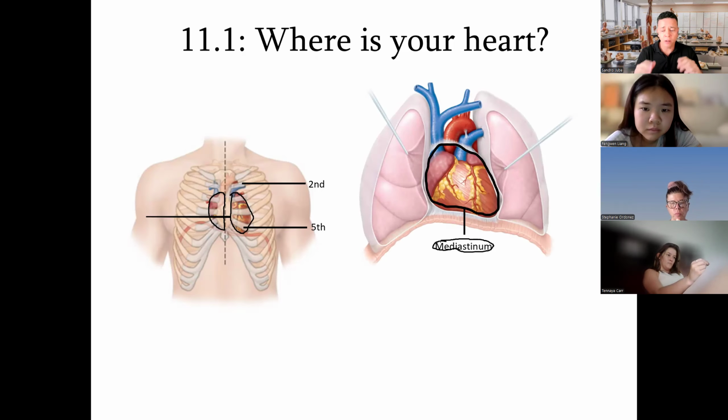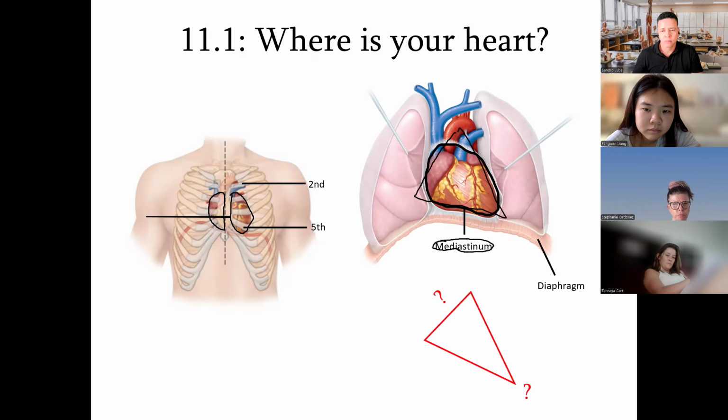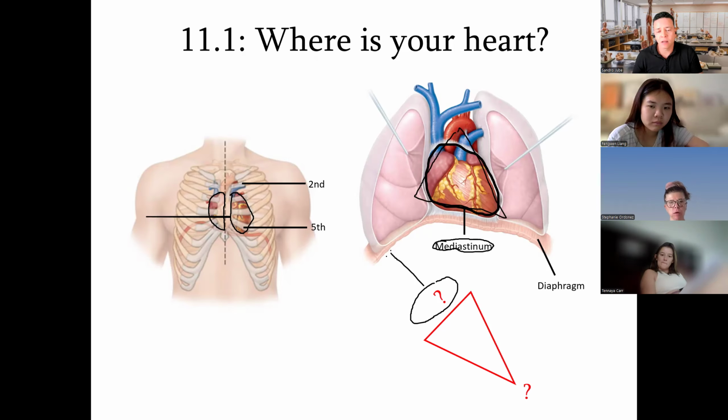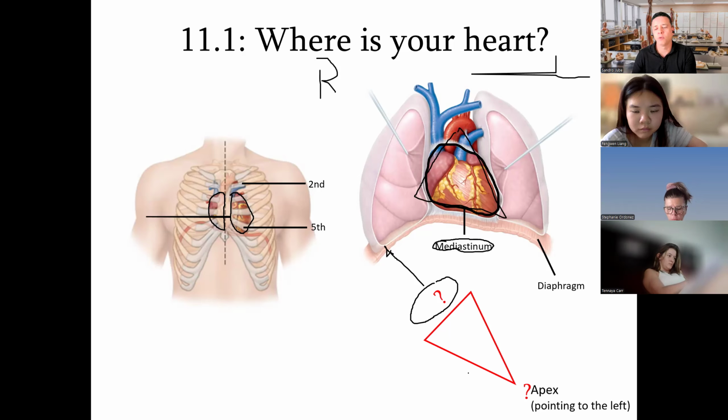And the heart sits right on top of the diaphragm, right there. And if you take a close look at the heart, we can see that our heart has a triangular shape to it. Okay? In which the base of the triangle, the base of the heart right here, is going to be pointing towards the right side of the body. This is the right. This is the left. While the apex of the triangle, or the apex of the heart, is going to be pointing towards the left side of the body.